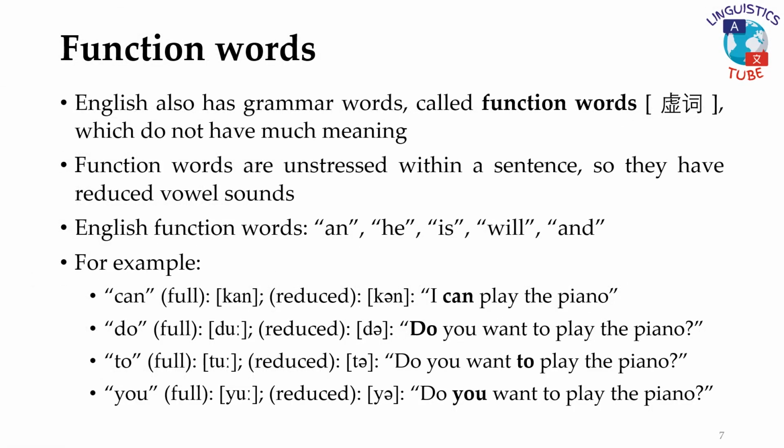English also has function words. These are grammar words, which do not have much meaning. In general, function words are unstressed when you say them within a sentence, and so the vowel is reduced. Here are some examples of English function words: an, he, is, will, and. Here are some examples of the vowel becoming reduced within a sentence.